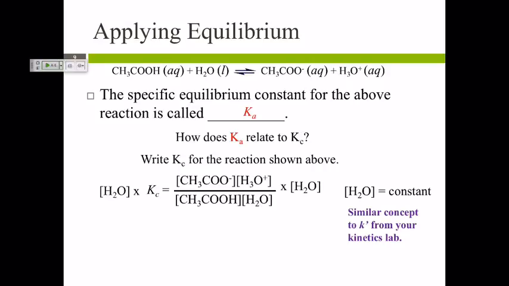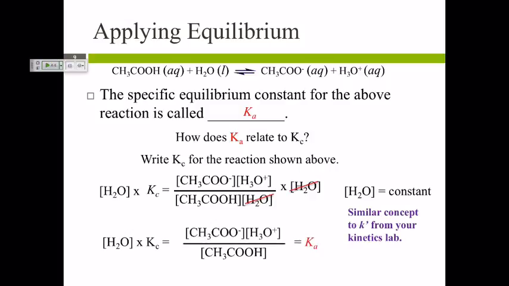So why don't we multiply both sides by the concentration of water? That simplifies our right side. Everybody see what we're doing here? So if we multiply both sides by the concentration of water, then on the left side we have a new constant. The concentration of water times Kc. What do we call that constant? That's our Ka. So just like we did K prime in your kinetics lab, where we simplified the concentration of something that really wasn't changing at all, we wrapped that up into the constant. So we're doing the same thing here.